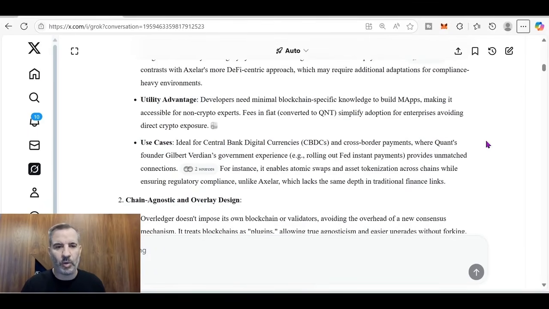So then it goes on to say that Quant's founder Gilbert Verdian's government experience rolling out Fed instant payments provides unmatched connection. So Gilbert Verdian used to be the head of cybersecurity. He was in charge of the cybersecurity for the UK Treasury. He was responsible for protecting the pound. He helped to create the Fed instant payment system for the Federal Reserve. He's the number one cybersecurity expert in the world. And because he works with central banks and protecting money and the security for central banks, he knew what the world really needed in order for the whole world to be able to adopt blockchain properly. So that's why he built an operating system instead of building another blockchain.